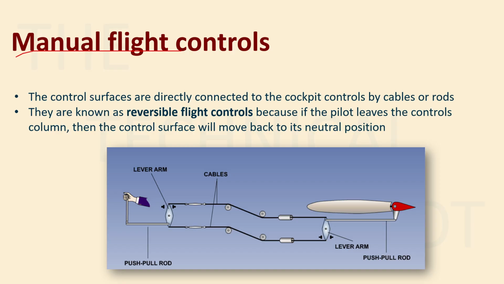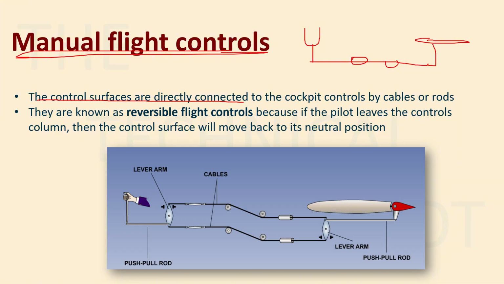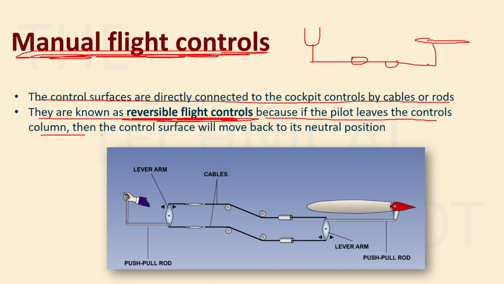Then we have your manual flight controls. So what are manual flight controls? The manual flight controls are the ones in which the pilot controls the flight controls directly with the help of pulleys and cables, right? The control surfaces are directly connected to the cockpit controls with the help of cables and rods. They are also known as what? A reversible flight control. This is again very important. What are reversible flight controls? So they are your manual flight controls themselves. Why are they known as reversible flight controls? Because if the pilot leaves the control, then the control surface will move back to its neutral position automatically.